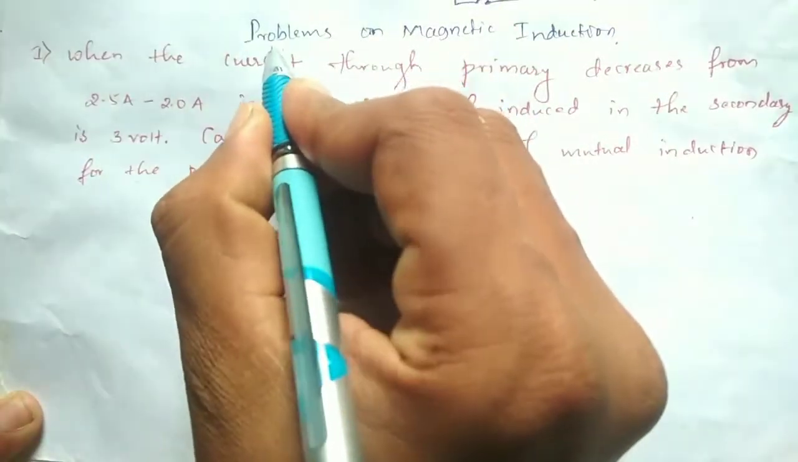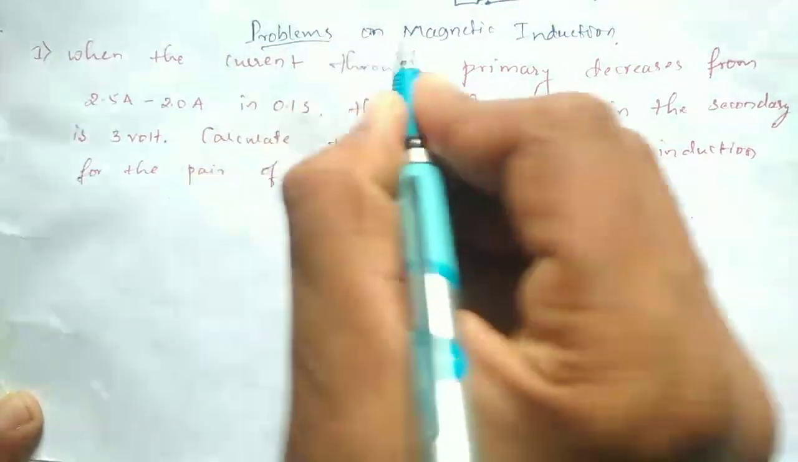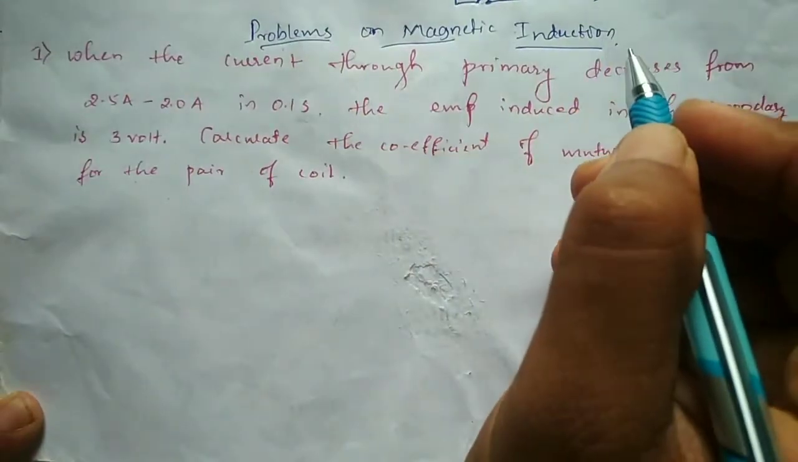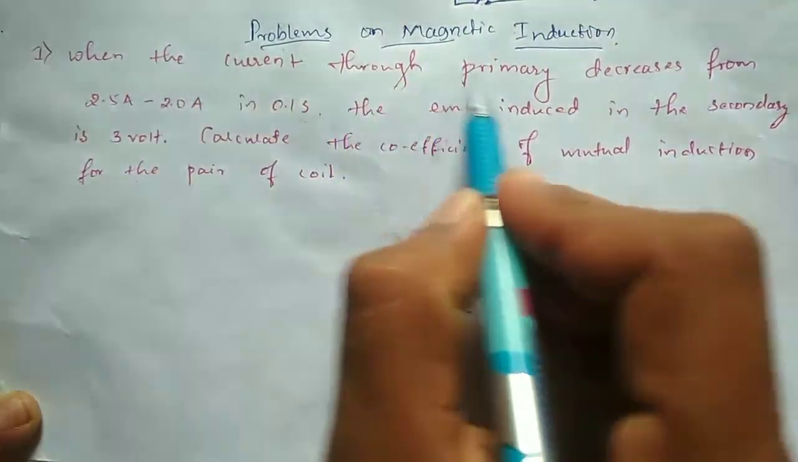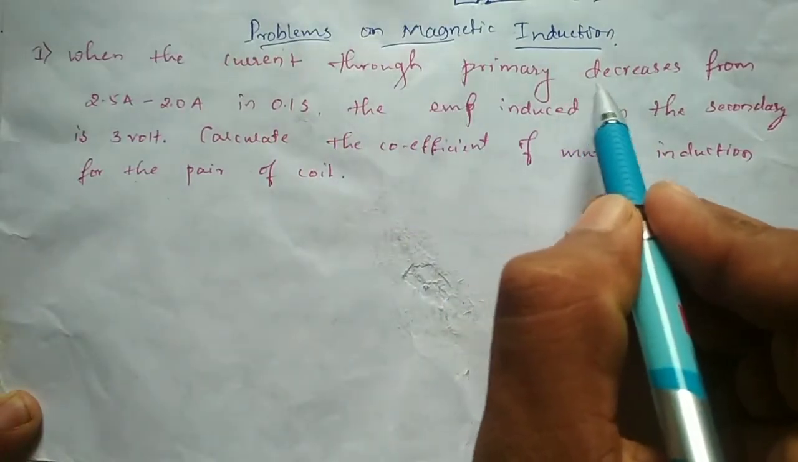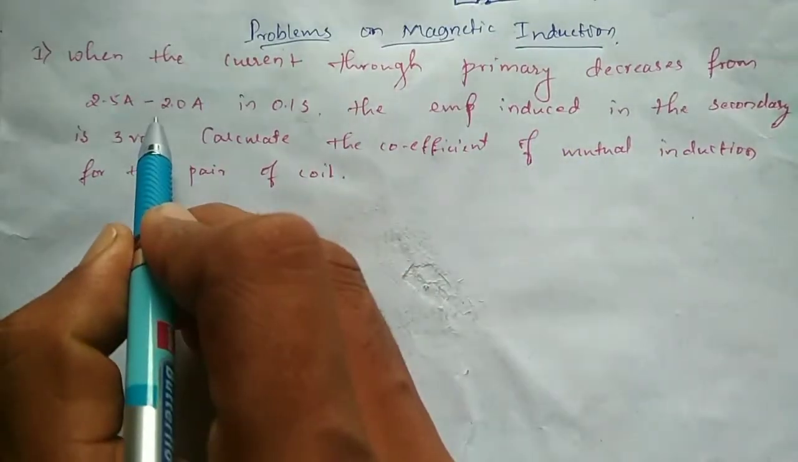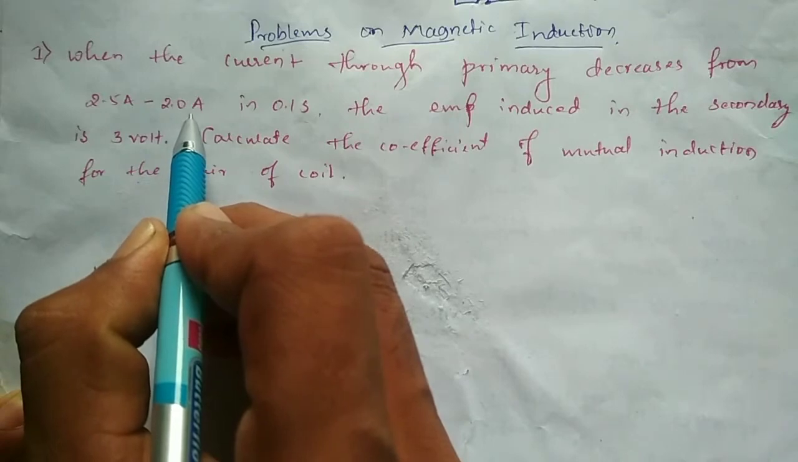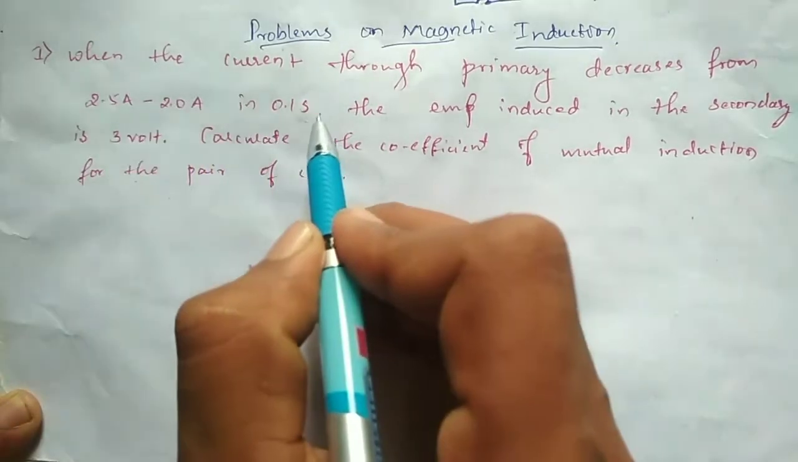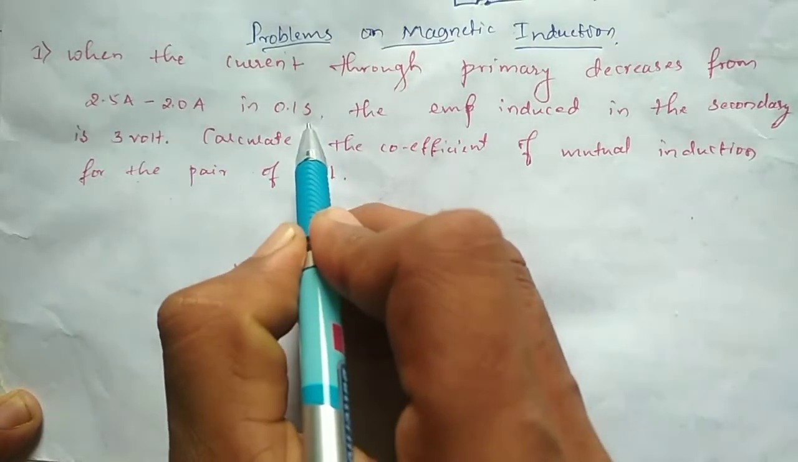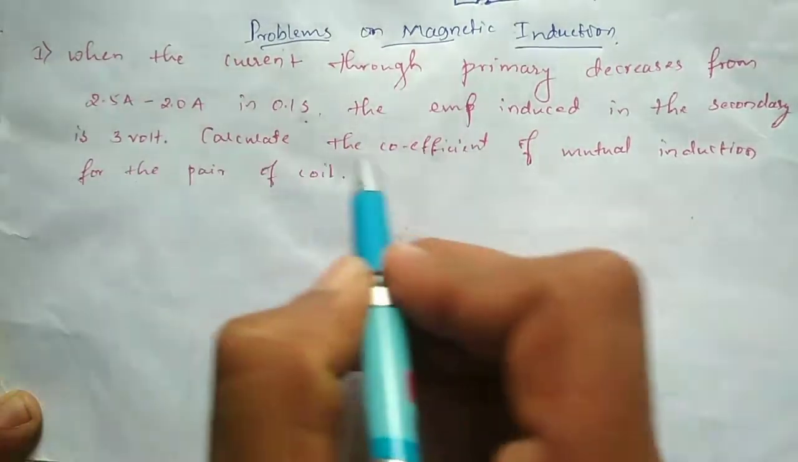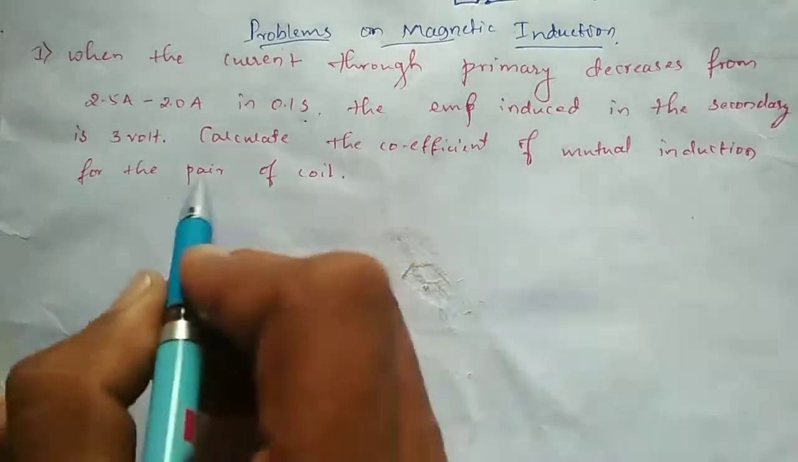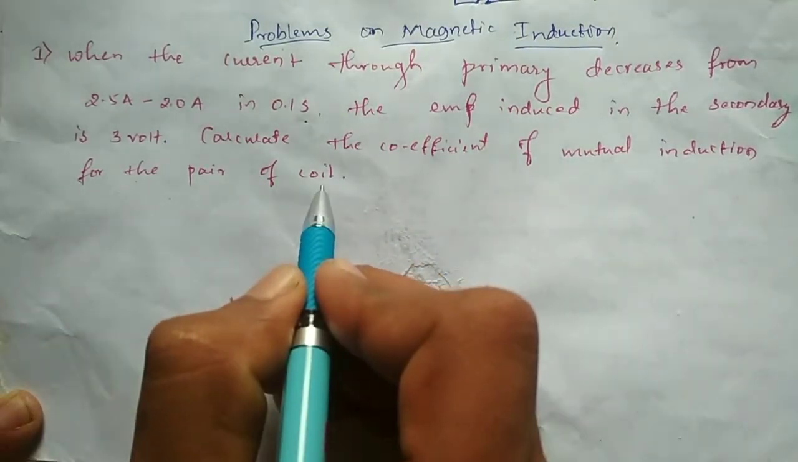Today we have to discuss some problems on magnetic induction. The first problem: the current through the primary coil decreases from 2.5 ampere to 2 ampere in 0.1 second. The EMF induced in the secondary is 3 volt. Calculate the coefficient of mutual induction for the pair of coils.